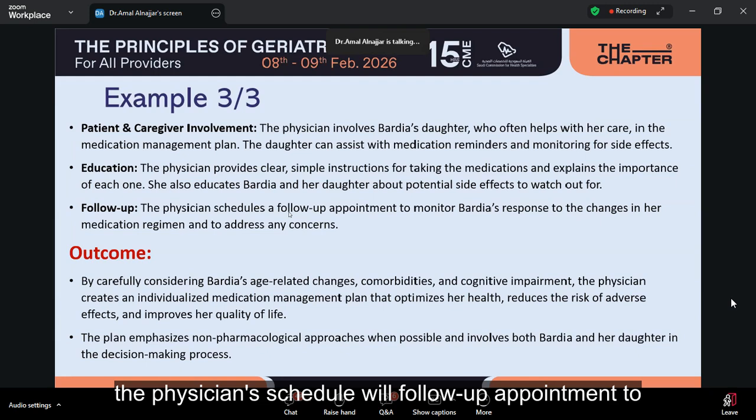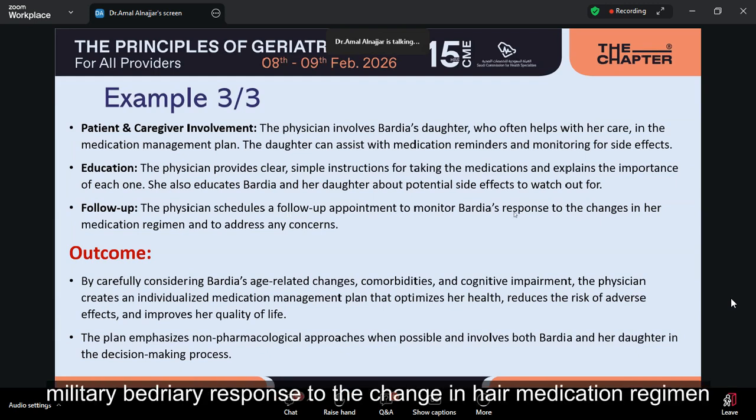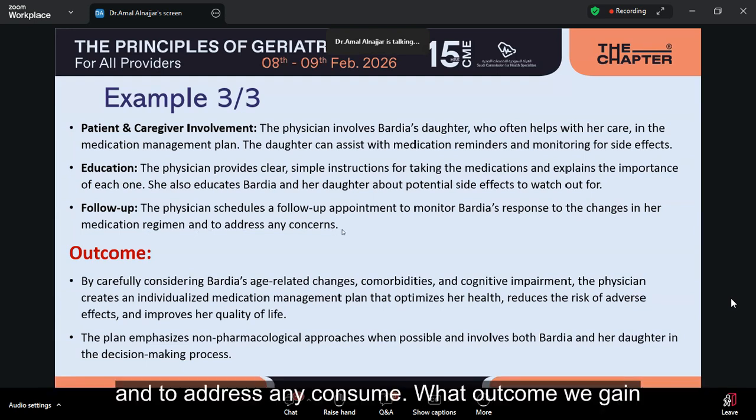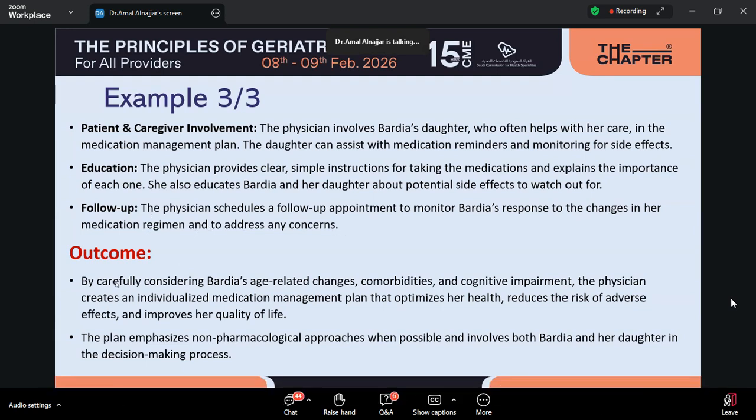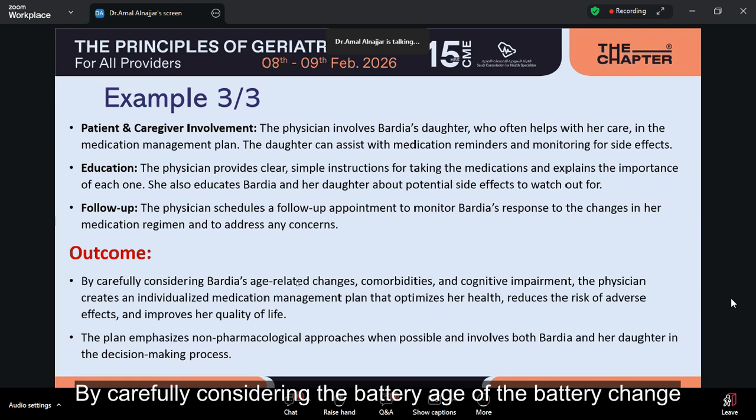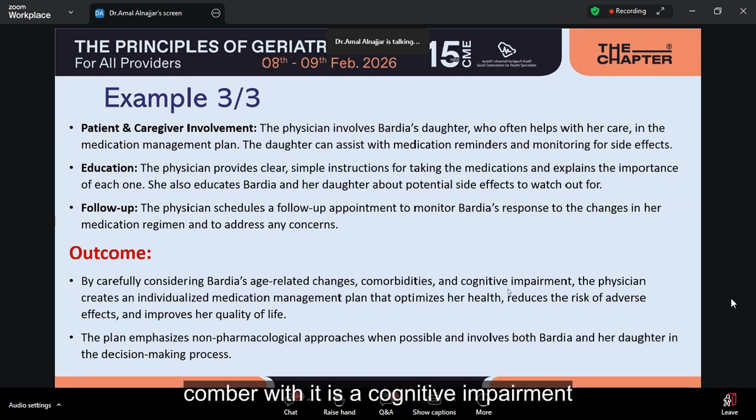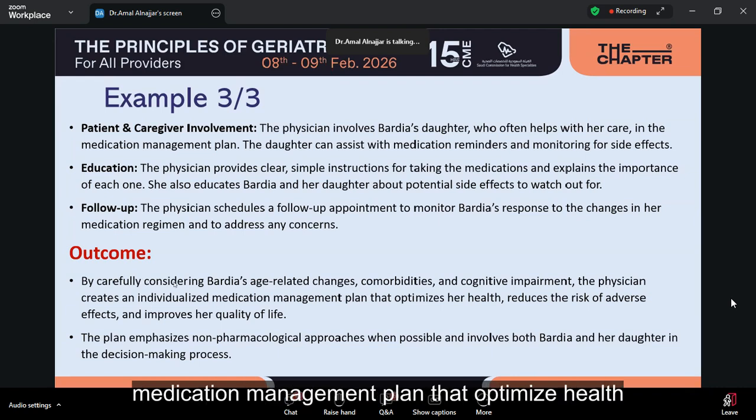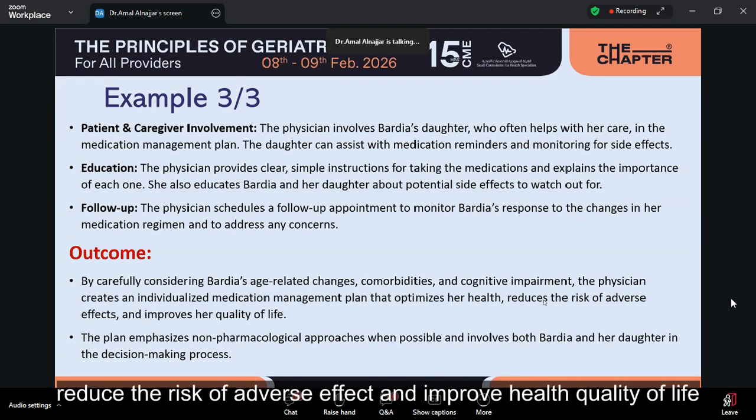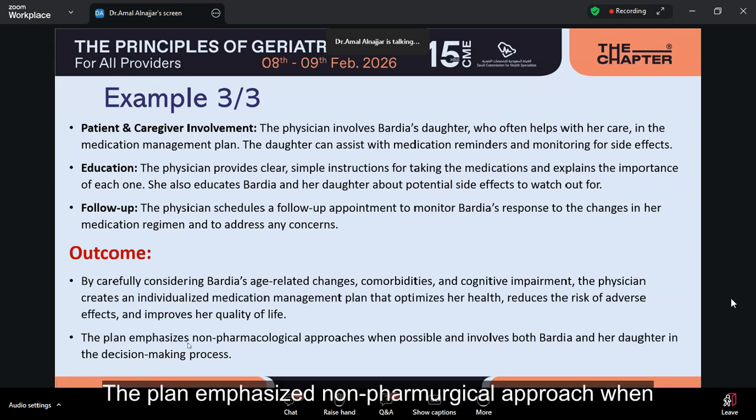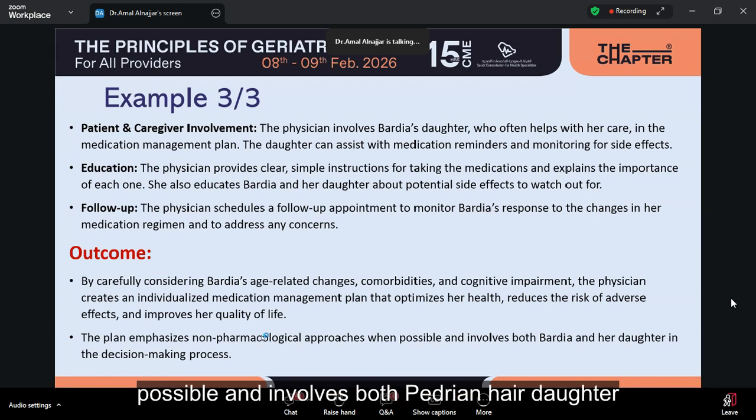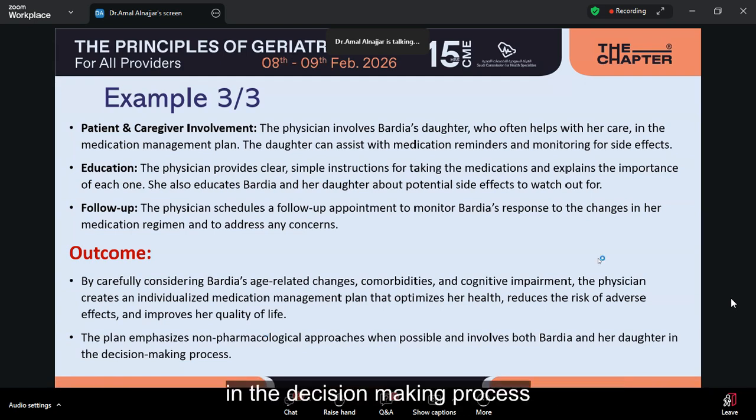For follow-up, the physician schedules a follow-up appointment to monitor Badriya's response to the change in her medication regimen and to address any concerns. What outcome do we gain? By carefully considering Badriya's age-related changes, comorbidities, and cognitive impairment, the physician creates an individualized medication management plan that optimizes her health, reduces the risk of adverse effects, and improves her quality of life. The plan emphasizes non-pharmacological approaches when possible and involves both Badriya and her daughter in the decision-making process.